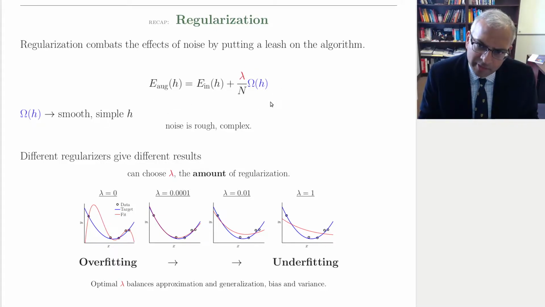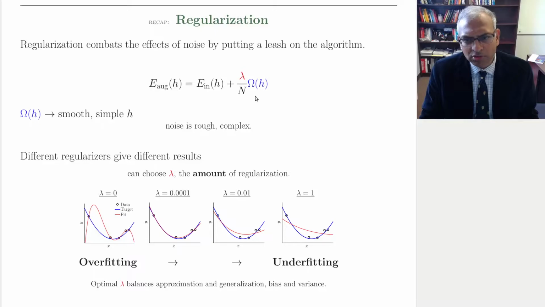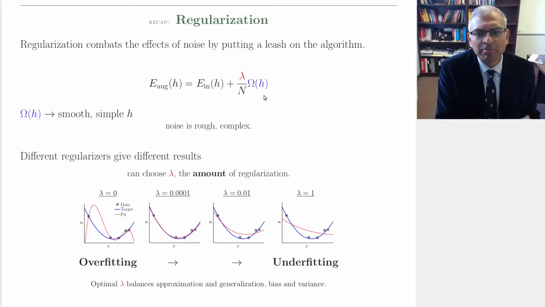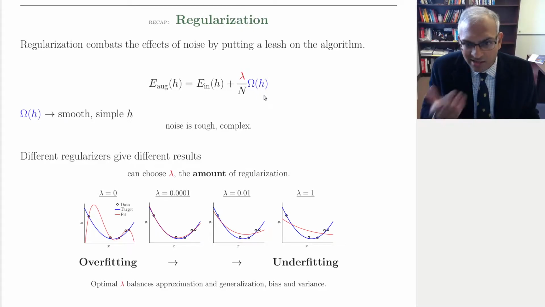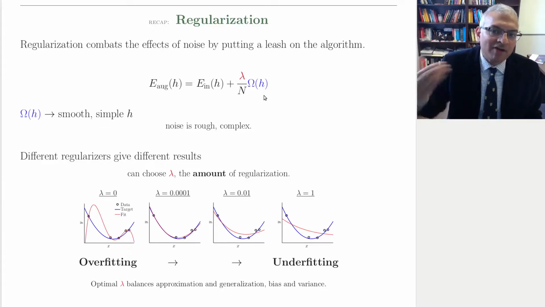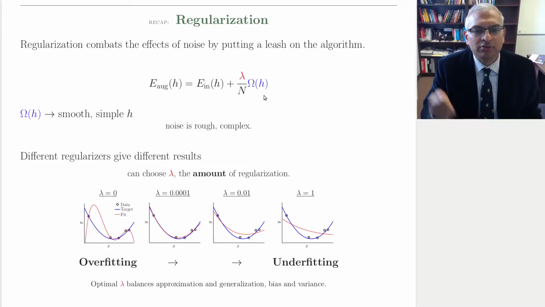Now, let's look at this penalty term. There are two important parts. The first is what we call the regularizer omega of h. That's basically how you choose to measure the complexity of your hypothesis. And you should pick this penalty term so that it encourages smooth, simple hypotheses. Now, what's the idea there? The idea is that noise is rough and complex. So by adding a penalty for complex and rough hypotheses, you're preventing your ability to fit the noise.